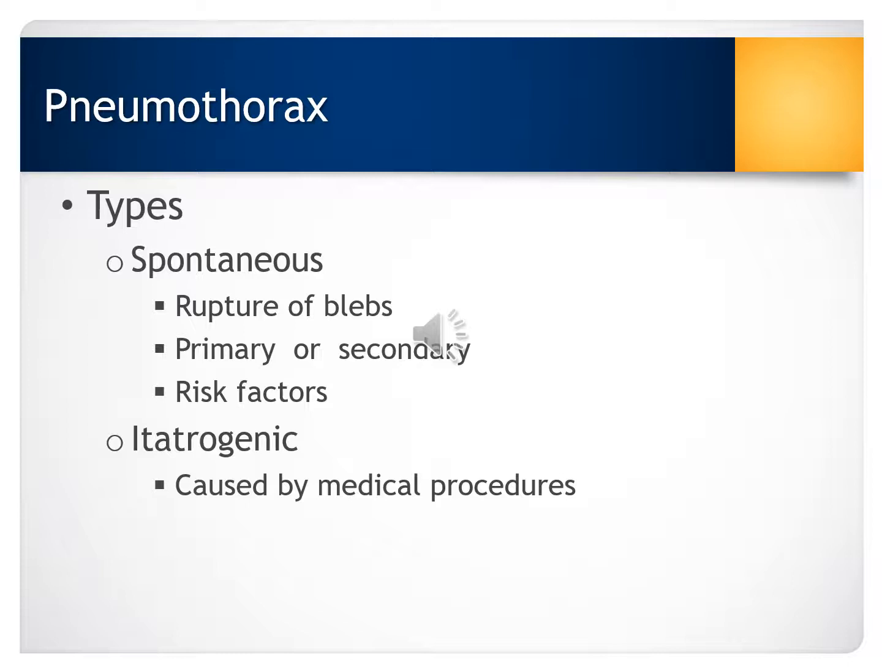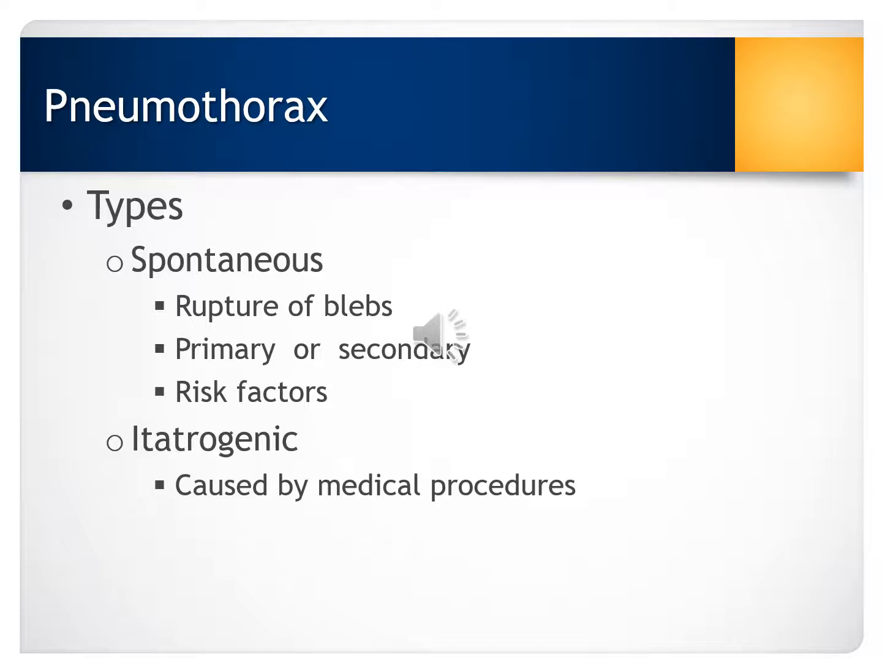Risk factors for a pneumothorax include history of smoking, because it increases bleb formation. Other risk factors can include being tall, thin, male gender, having a family history of pneumothorax, and having a previous pneumothorax.